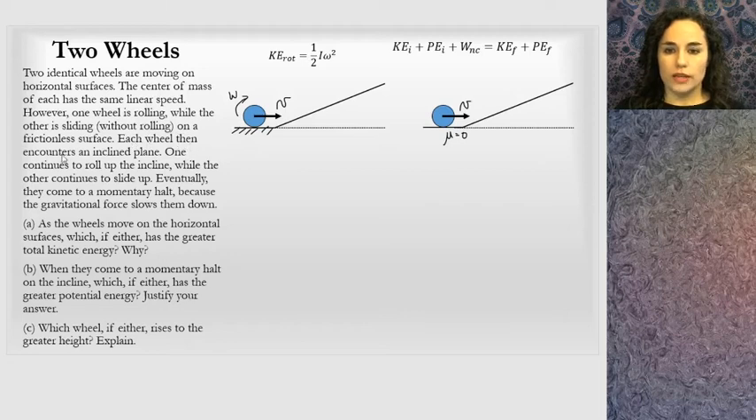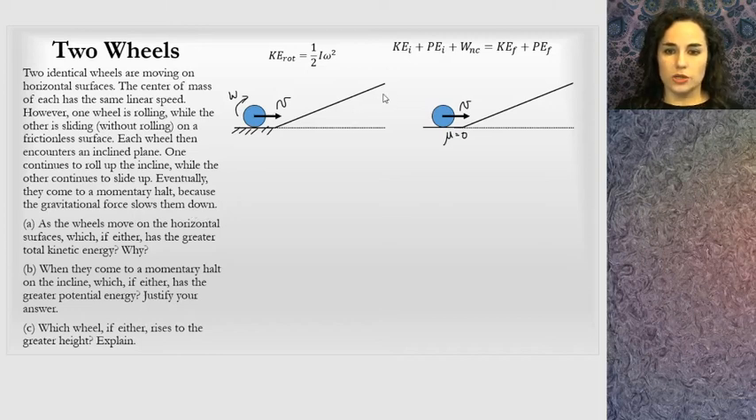Each wheel then encounters an inclined plane, so I put that in the diagram. One continues to roll up the incline while the other continues to slide up. So this one's still just sliding up. This one's rolling while moving forward. Eventually, they come to a momentary halt because of the gravitational force that slows them down.